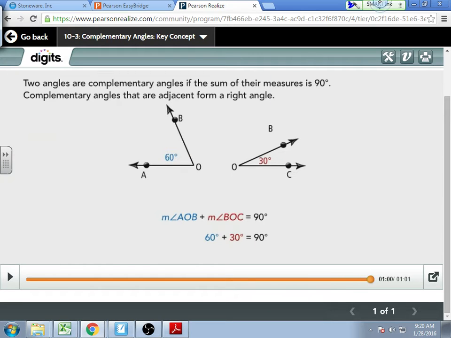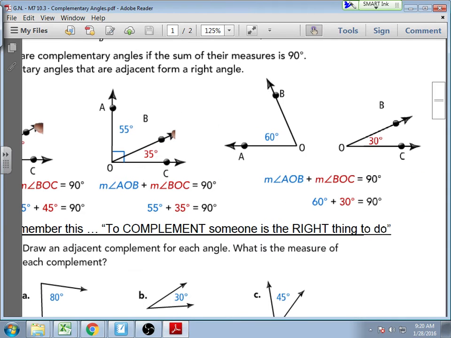No. So here's another example of complementaries, but they're not touching. So I would, on your notes, over here, I would write, don't have to touch. They can, but they don't have to.